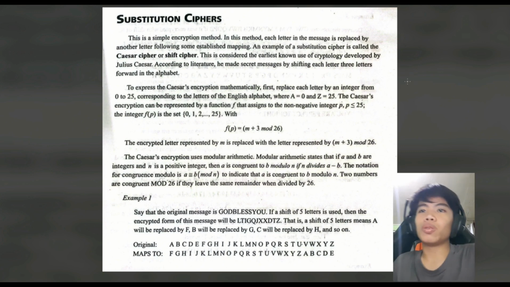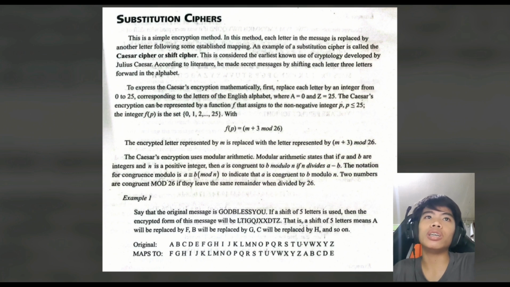So, ganito siya. So, paano nakuha yun? Yung sa God bless you. So, G plus ilan yung shift ng letters na sinabi dito? 5 daw. So, 5 letters forward. So, we receive G, H, I, J, K, L. So, L yung katumbas ng G dun sa Caesar cipher. So, ayan, L. So, next naman is yung sa O.